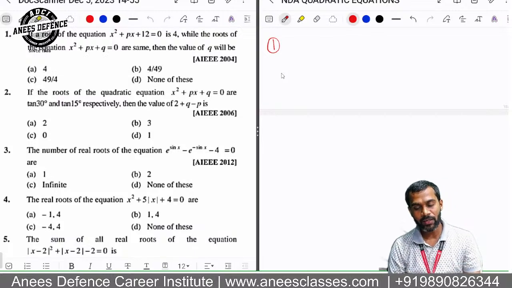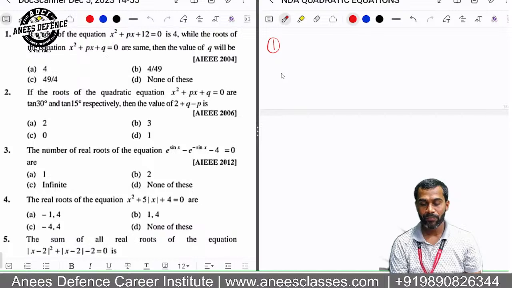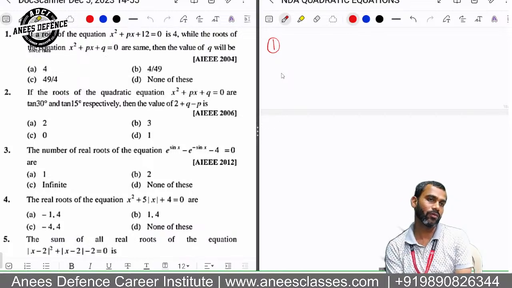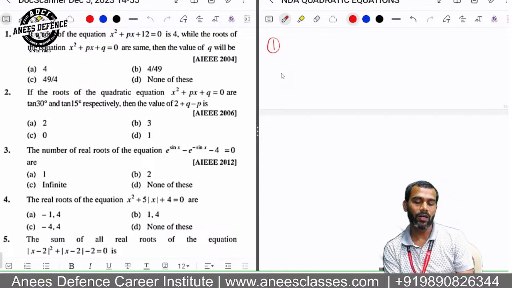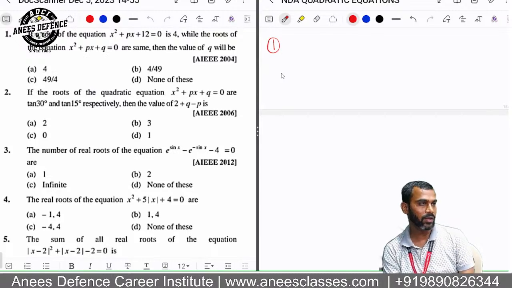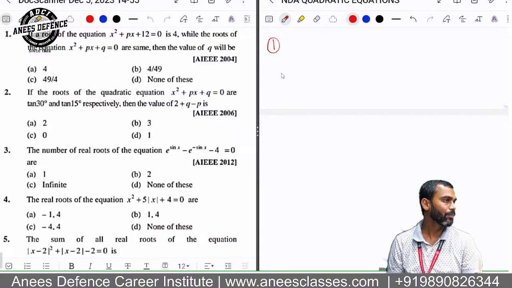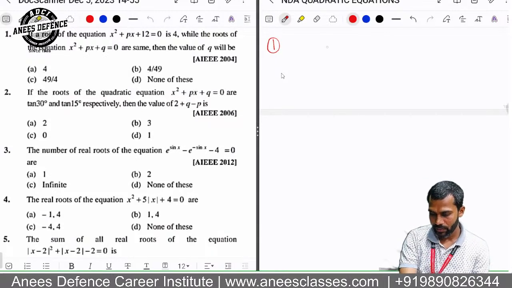x square plus px plus 12 is equal to 0. एक root क्या है? What is the root? 4. It means it should satisfy the value x is equal to 4. Yes or no? Because it is the root. So root should satisfy the equation. So you need to put x is equal to 4 in the first equation. You will get the value of p, and then d is equal to 0 in the second equation. You will get the value of q. Understood? Okay.